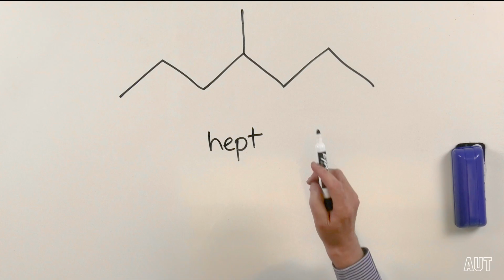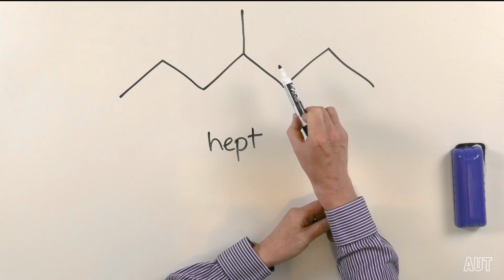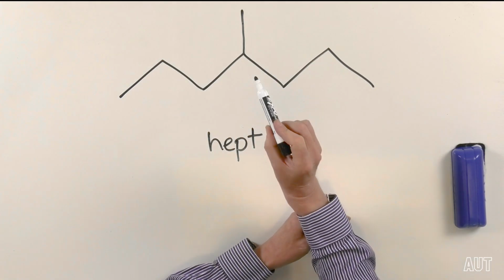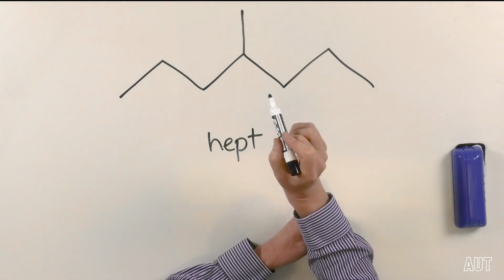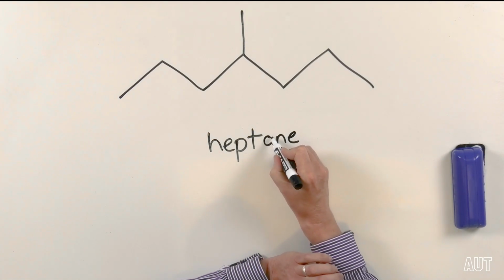Now all of the bonds in this molecule are still single bonds. Carbon-hydrogen and carbon-carbon, single bonds. So that's not going to make any difference to the suffix. The suffix is still going to be ANE because this is still an alkane. All of the carbon and hydrogens are bonded together by single bonds. But we know it's not heptane by itself because now we've got this extra carbon.